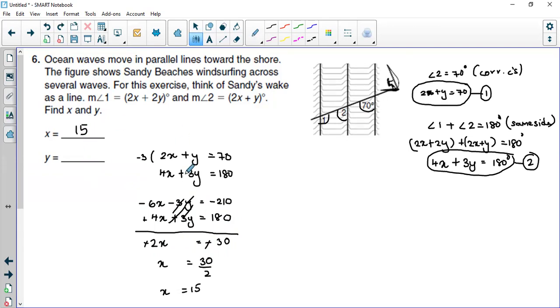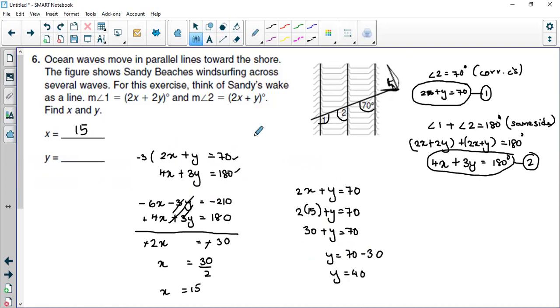How are you going to find the value of y? Choose any one equation, either this or this one, substitute the value of x and find out what's the answer. I think this looks easier than 180, so let me choose equation number 1. So the first one is 2x plus y equals 70. We got the value of x as 15, so 2 times 15, which is 30, plus y equals 70. Y is equal to 70 minus 30. Y is equal to 40. And bingo, you've got your answer.